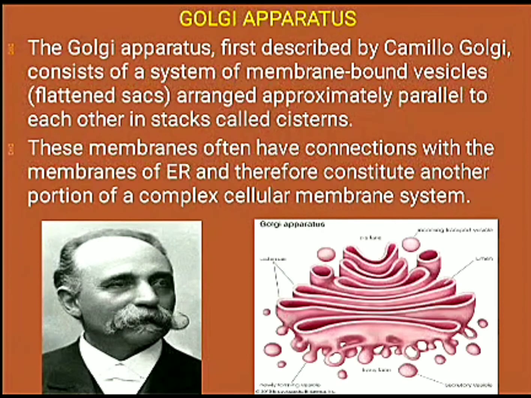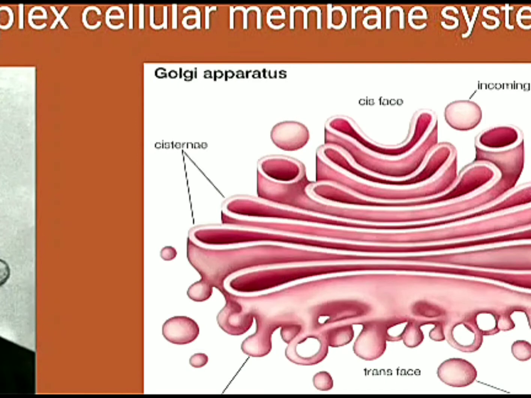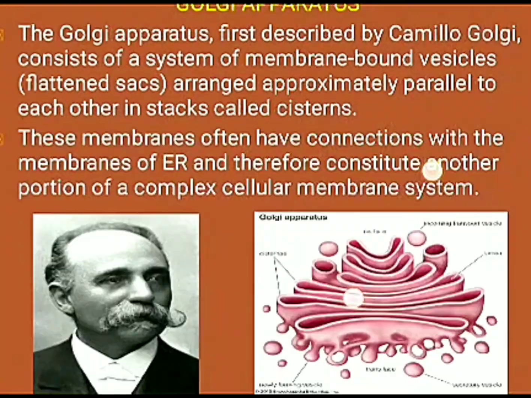The Golgi apparatus was first described by Camillo Golgi, which consists of a system of membrane-bound vesicles, also called flattened bags or flattened sacs, arranged approximately parallel to each other in stacks which are called cisterns. Since you can see in this image, it looks like flattened bags are arranged parallelly on each other in the form of a stack. These membranes are often connected with the membranes of endoplasmic reticulum. Hence, we can say Golgi apparatus is a portion of the transportation system connected with endoplasmic reticulum.